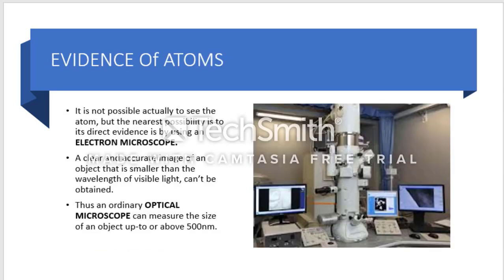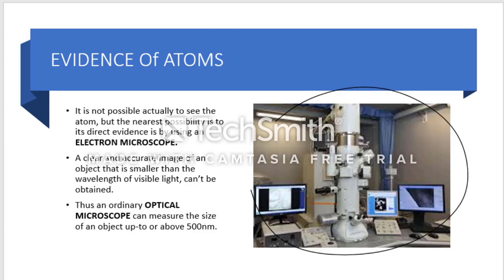So, evidence of atoms. It is not actually possible to see the atom, but the nearest possibility of direct evidence is by using the electron microscope. We cannot see the atom with the naked eye, but we can see it by using an electron microscope, which is shown in this figure.